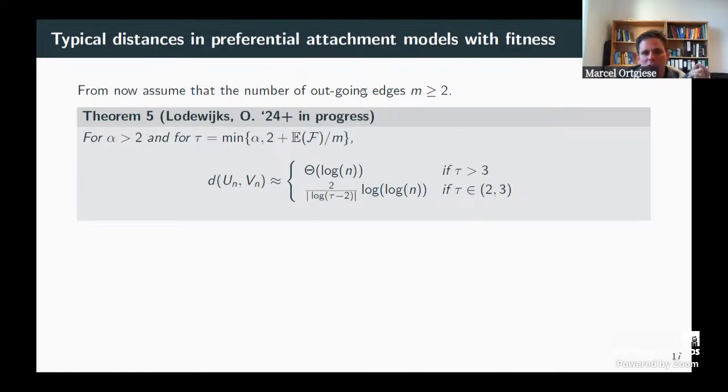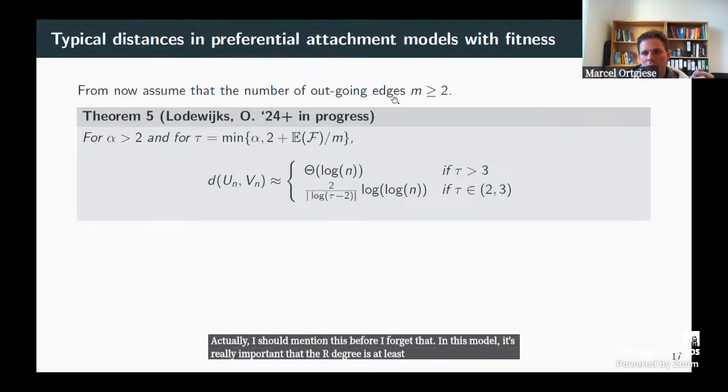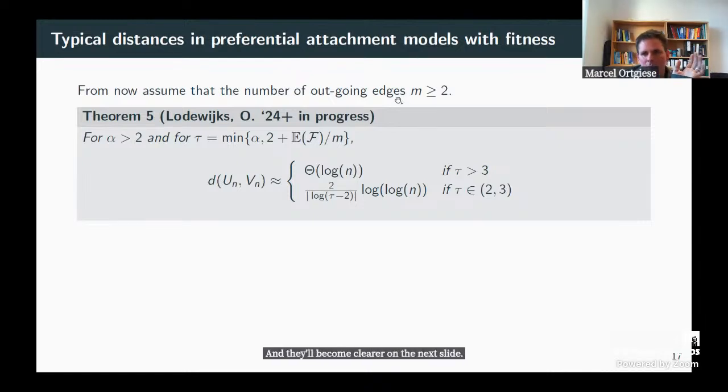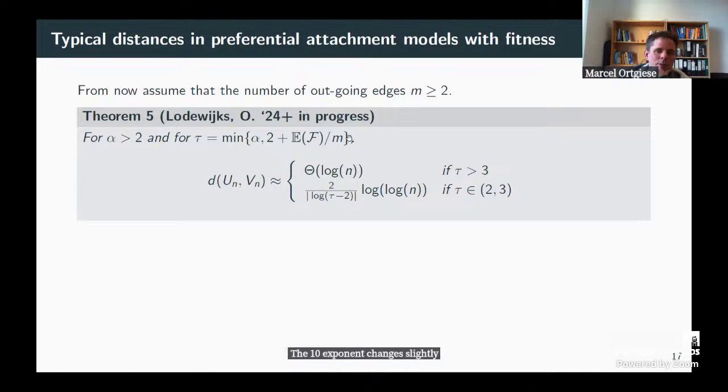Actually, I should mention this before I forget. In this model, it's really important that the out-degree is at least 2, and that will become clearer on the next slide. So I'm now dropping the assumption that m is equal to 1. I'm going to the case where m is at least 2. But then the tail exponent changes slightly, so you'd have to divide the fitness by m, but nothing else really changes.